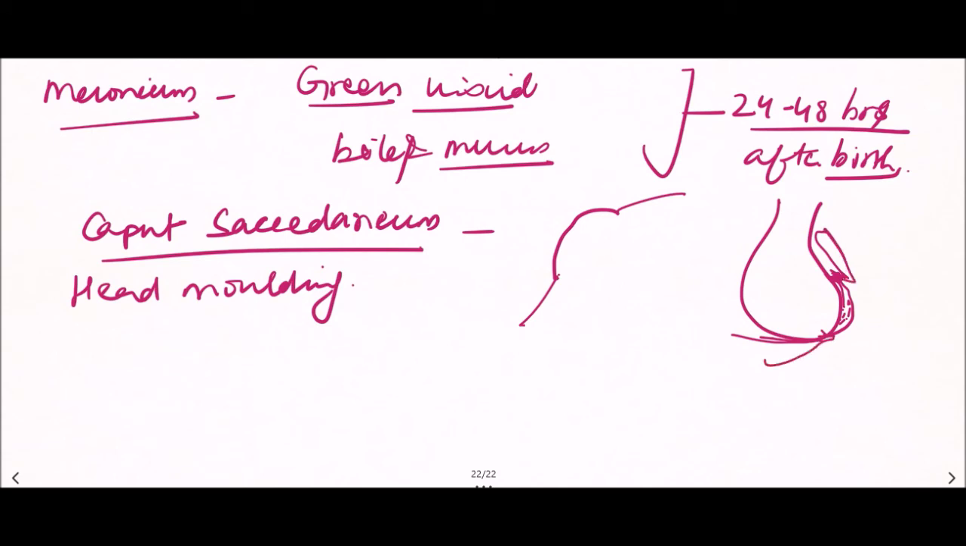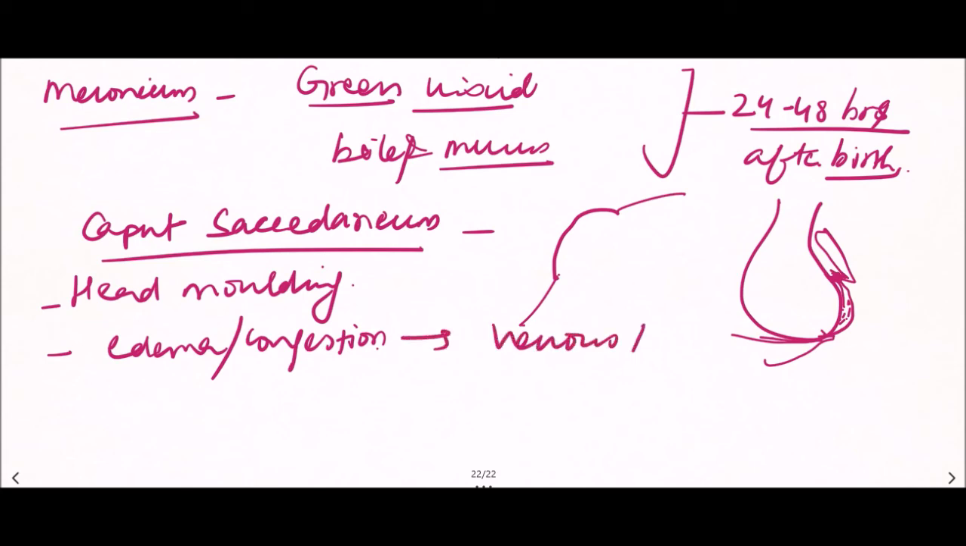Now the scalp in case of caput succedaneum is basically swollen to 3 to 4 times its normal thickness. So it is a sort of localized edema and congestion due to local interference of venous return. So actually there is interference with venous return that is responsible for edema and congestion.